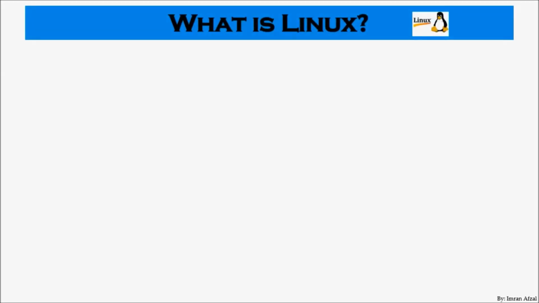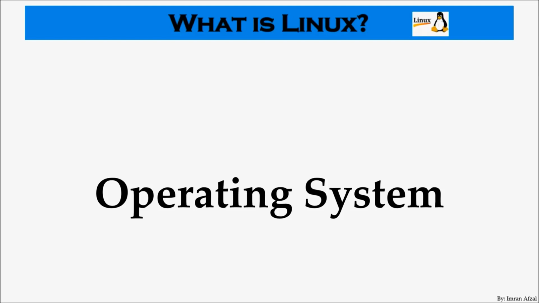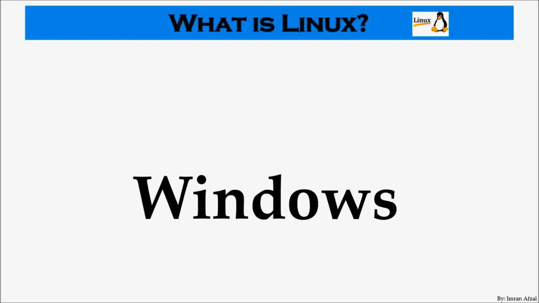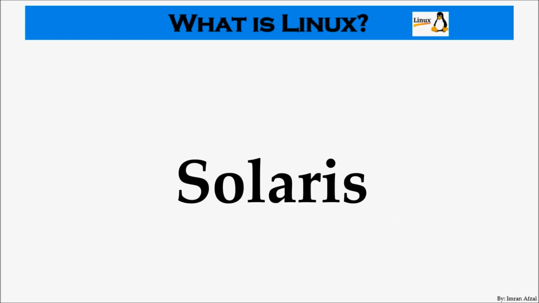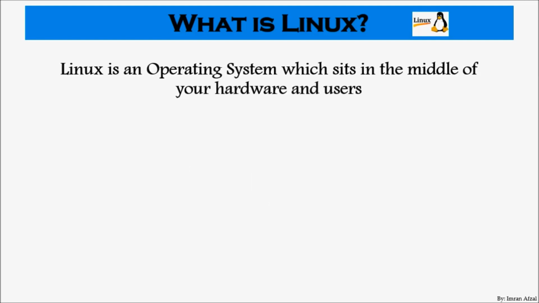What is Linux? Of course, we are going to learn Linux, but we do want to know what exactly Linux is. Linux is an operating system. It's just like any other operating system. For example, Microsoft has Windows, Apple has Mac, Sun, which is now owned by Oracle, has Solaris running on Spark hardware. So, Linux is an operating system which sits in the middle of your hardware and the users. And the users are the ones who run the applications. So it's like a middleman or a bridge that takes the commands from users and translates them to hardware.